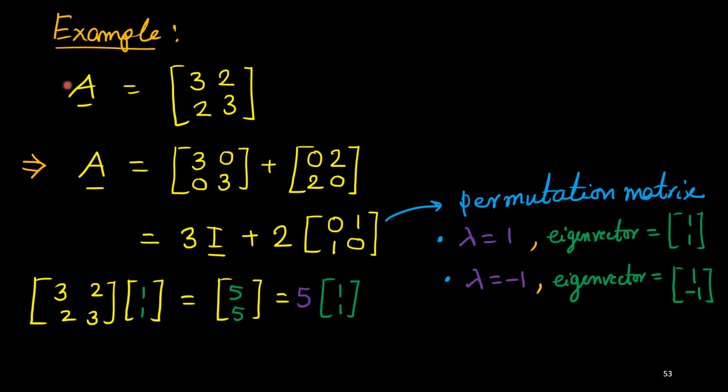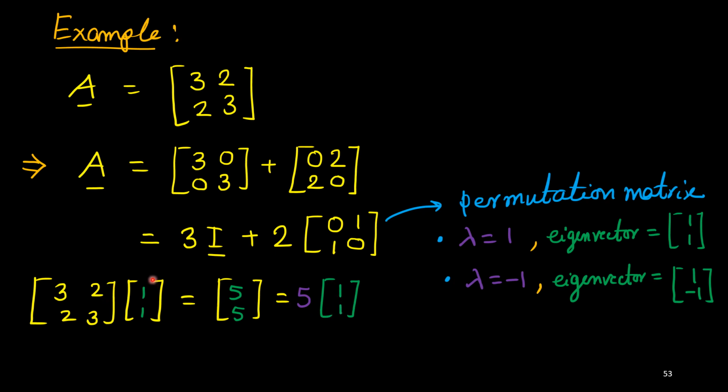Now, I'll consider this matrix, 3, 2, 2, 3. If I consider the 1, 1 vector again, what will you get? This is 1, 1. If I multiply these two, 3 into 1, plus 2 into 1, so 3 plus 2 is 5. Similarly, 2 into 1 is 2, 3 into 1 is 3, 2 plus 3 is again 5. So it is 5, 5. So I can consider 5 outside and this 1, 1.